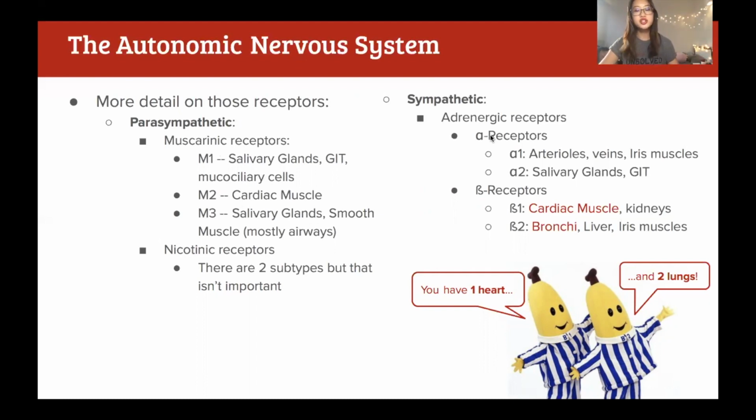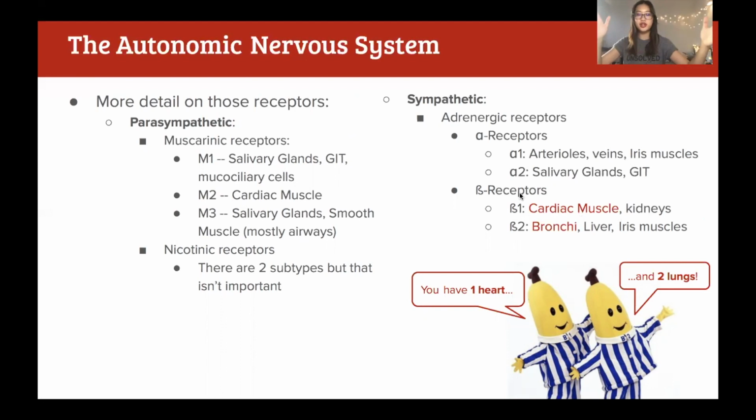And then for adrenergic receptors, we have A1 and A2, alpha 1 and alpha 2. Alpha 1 takes care of arterioles, veins, and iris muscles. And alpha 2 takes care of your salivary glands and gastrointestinal tract. The one that you really need to remember would be the beta receptors. You have beta 1 and beta 2. Beta 1 takes care of your cardiac muscle, most importantly, and your beta 2 takes care of your bronchi, which is also one of the more important things you need to know.